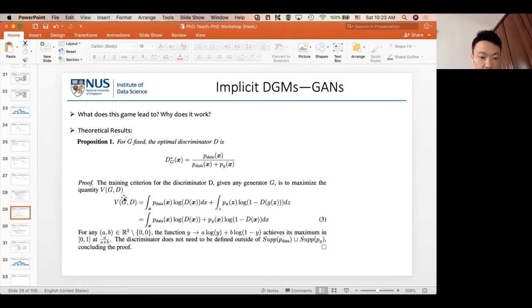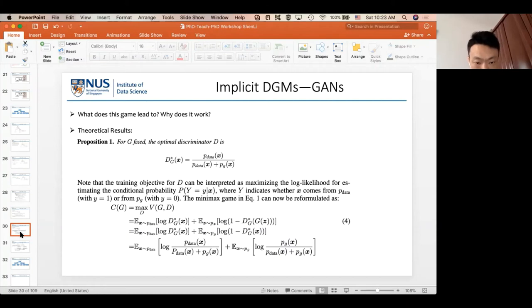Remember that G is fixed, and we now try to find the best D that will maximize this quantity. So what will we do? We just take a gradient over D and set it to zero and find the optimum for D. After a few calculations, you will show that D star can be found in this way. So if the optimal D can be written in this way, we can just plug it back into the quantity, which is called CG.